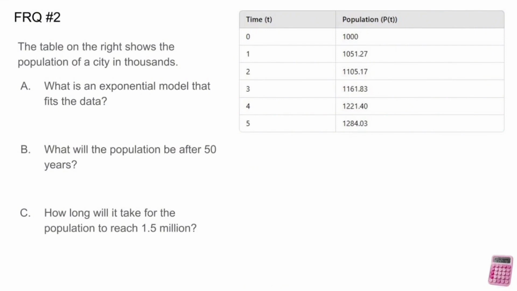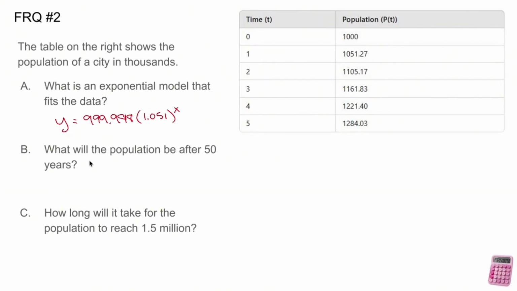So for part A, after all of that, we got this awfully close equation of y equals 999.998, that's a 9, times 1.051 to the x. Right? So there you have that.